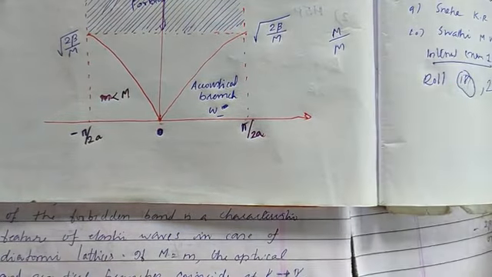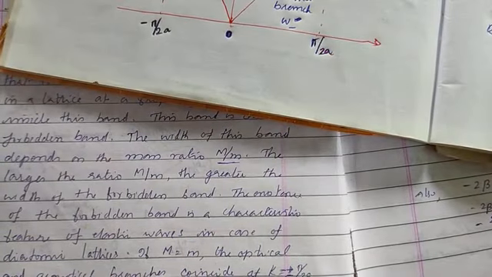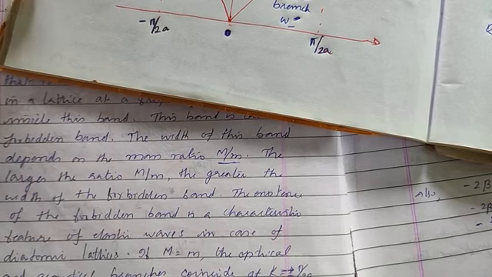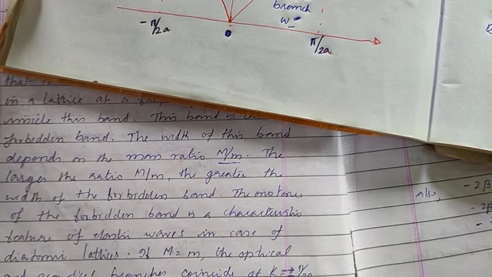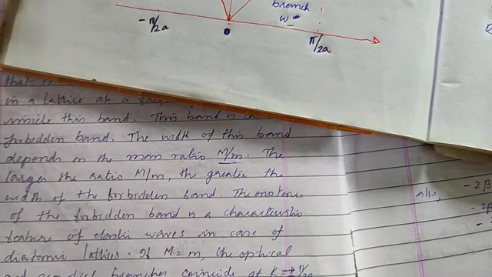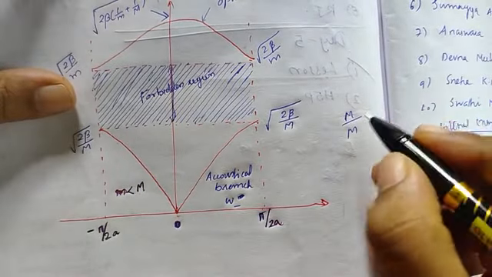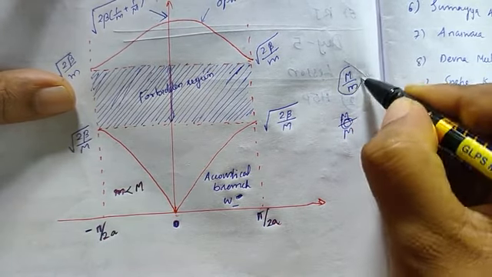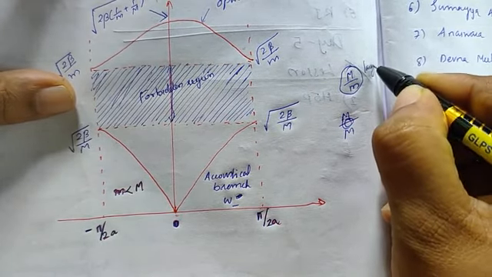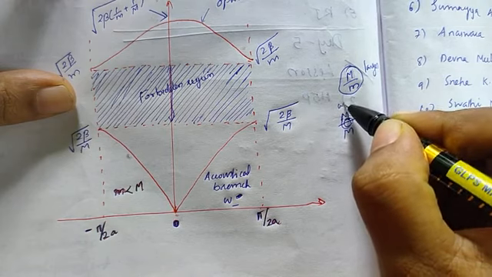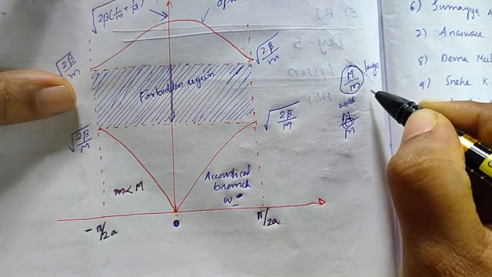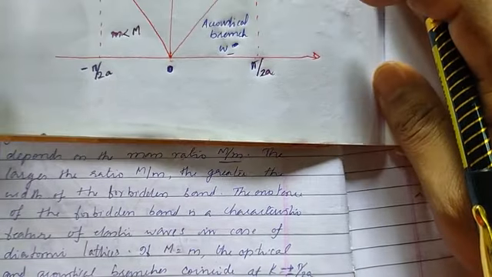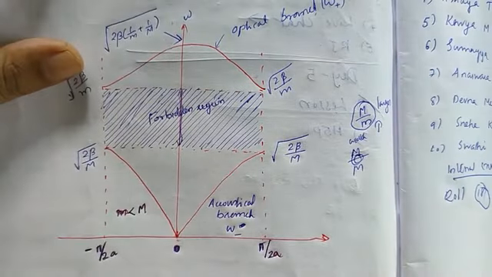So what does this mean? If the mass ratio capital M by small m is larger, the greater the width of the forbidden band. If it is larger, the width of this band gap would be larger, and if it is smaller, the width will be smaller.